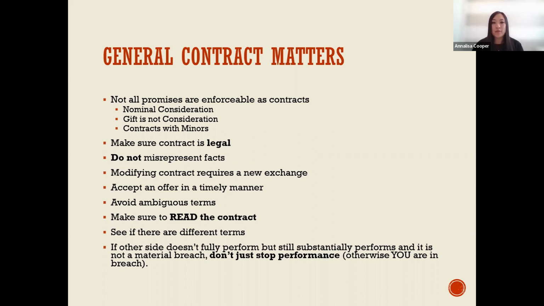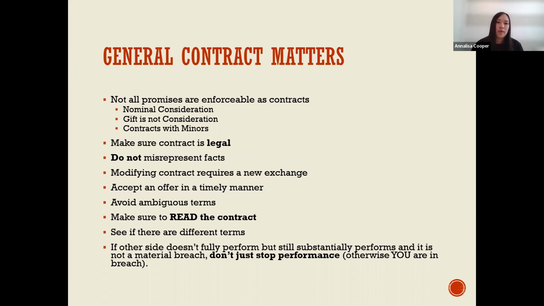Make sure that you actually read the contracts. I know that when big companies attach terms and conditions, it's really easy to just click through it, but it's really, really important to read every contract, and that way you can know what obligations you may have, what obligations they have, and you can identify some of the terms that we'll talk about later.